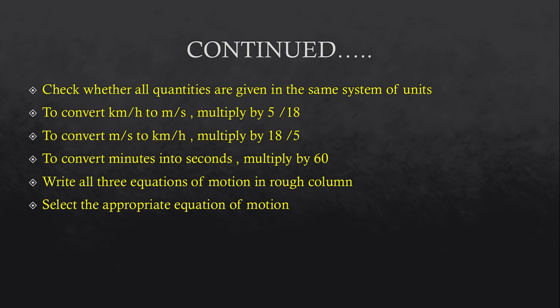Now write all three equations of motion in a rough column. Again, this is very important because you are beginners and you are learning all these things for the very first time. So, when you read the question, it might be possible that you are not able to understand which equation has to be used. So, it is better you write all three equations of motion towards the right side of your page, that is, you can draw a rough column, a narrow rough column, where you will write all three equations, and then you can select the appropriate equation of motion, which one is suitable for the given question.